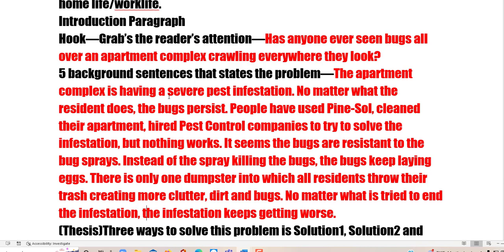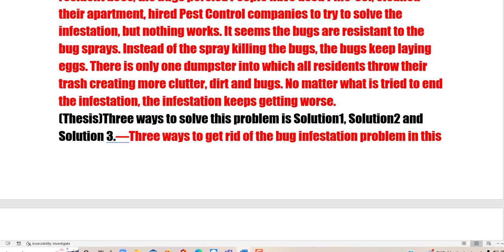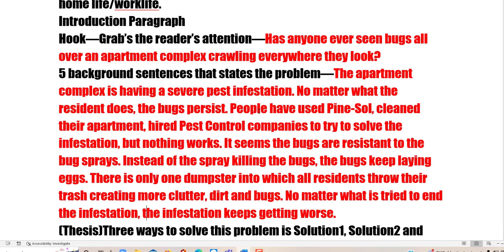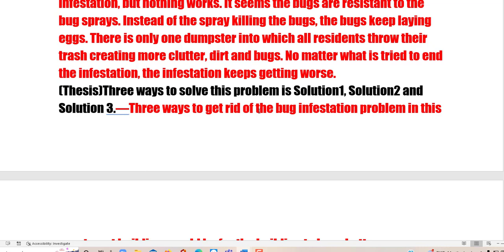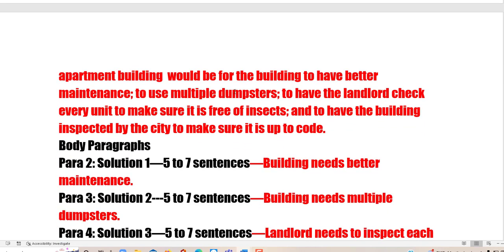So you write 5 background sentences that state the problem. Then you write your thesis statement as the last sentence of the first paragraph: 3 ways to get rid of the bug infestation in this apartment building would be, and then you write your 3 solutions: for the building to have better maintenance, to use multiple dumpsters so everyone's not dumping all their garbage into one, which is very unhealthy, and then to have the landlord check each and every unit to make sure it is free of insects. And you can also have the building inspector come over to make sure it is up to code.